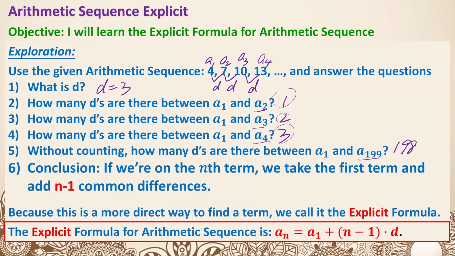So the explicit formula for arithmetic sequence is you're going to take the first term, then add n minus 1 of the differences. There you go. That's the formula. A sub n equals a sub 1 plus n minus 1 in parentheses times d.